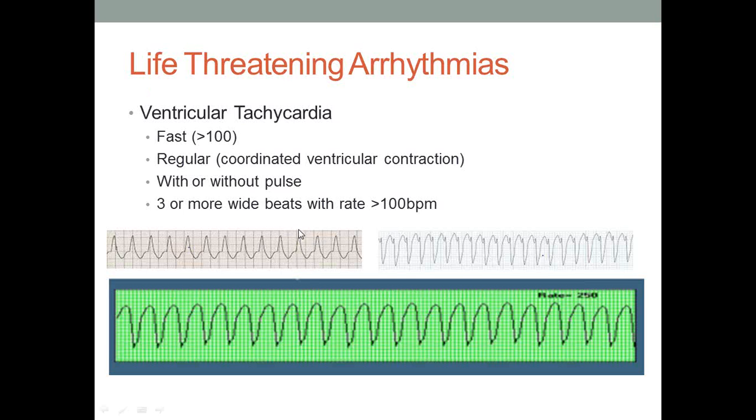And they don't always look like this. They don't always look like peak tops. Okay, they can be rounded like this too. So very, very fast, greater than 100 beats per minute. It's regular. And these patients can either be pulseless or have a pulse. If they have a pulse, they will probably lose it soon. Okay, and so VTAC is 3 or 4 or more beats that look like this, so those PVCs.